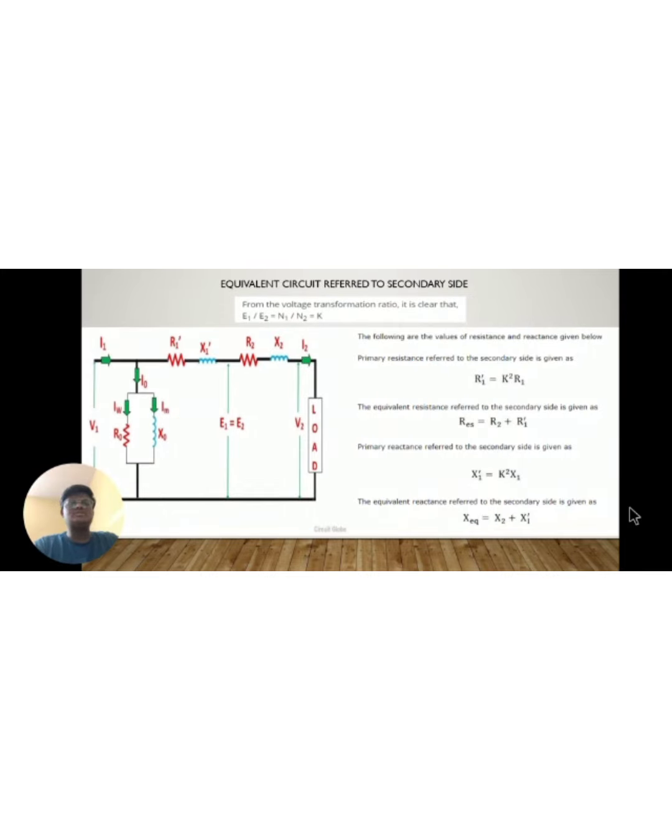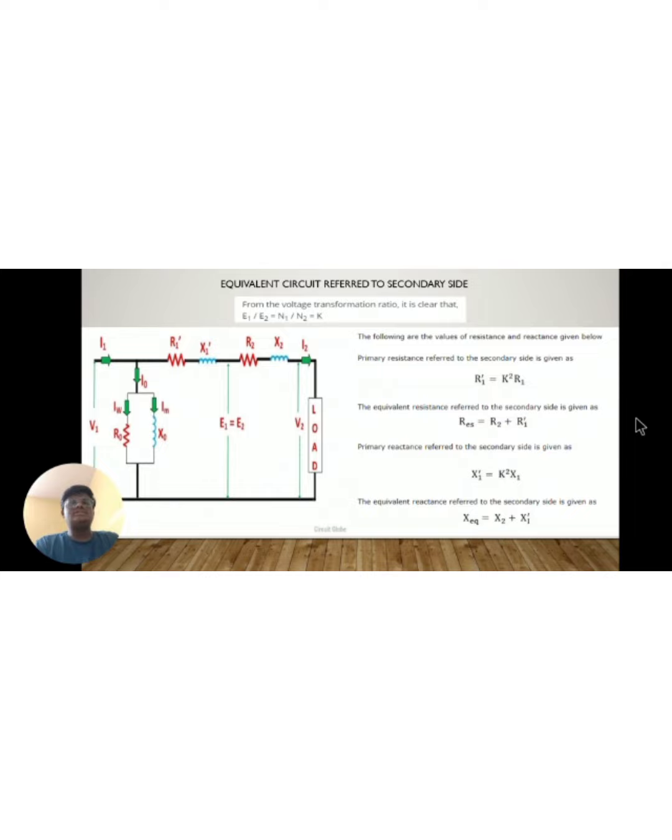Equivalent circuit referred to secondary side. Similarly, as with the transformer equivalent circuit referred to the primary, we can also shift the primary parameters towards the secondary side by transferring the primary side to the secondary side. If the equivalent circuit parameters are referred to the secondary, the primary parameters must be multiplied with the transformation ratio.